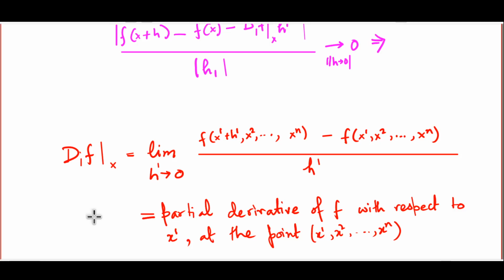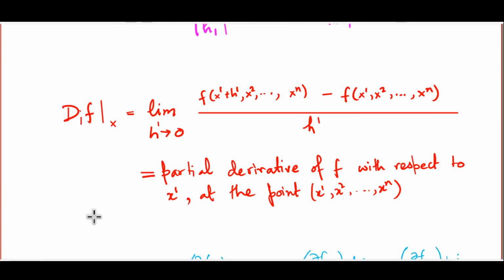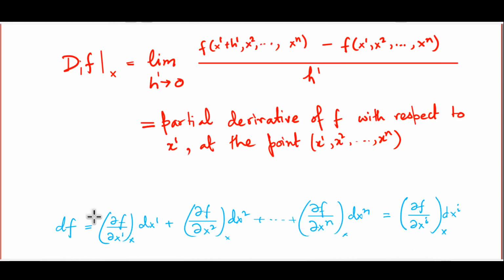Note that h1, h2, hn are components of the displacement that you are carrying out in the domain. You are moving from x to x plus h. If you consider these displacements as infinitesimal quantities, you would prefer perhaps writing dx1, dx2, dxn for them. And then the result that we have obtained for our linear transformation simply tells you that df, the change in f, should be d1f at x times dx1 plus d2f at x times dx2 and so on.